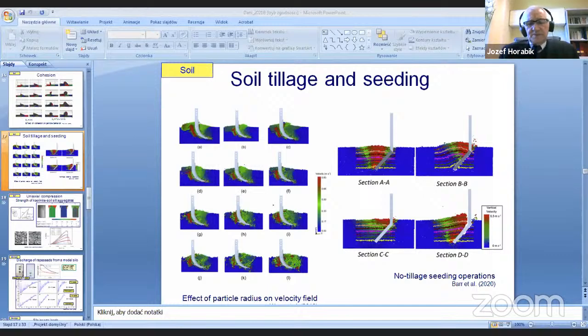DEM also provides very useful information related to the design of storage silos, and some equipment which is necessary to provide smooth discharge is the silo inserts. DEM can provide very useful information concerning loading exerted on the inserts, and also information concerning the pressure distribution related to the silo operation.